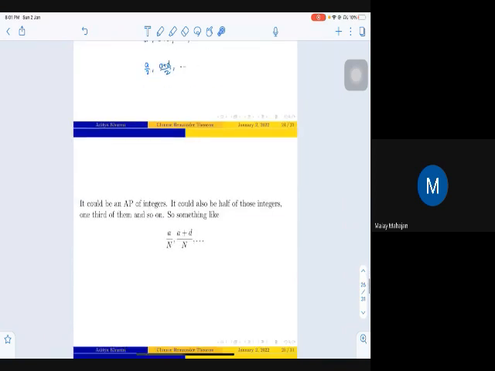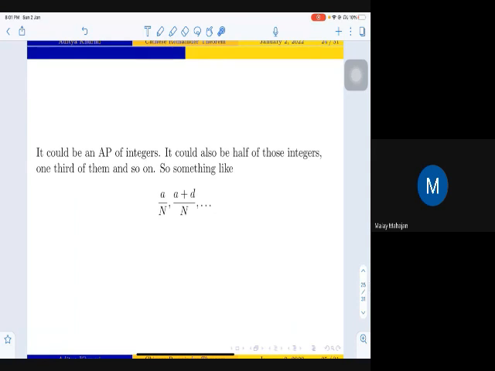And to ensure relatively prime integers, if you have a rational number and you want the numerator and denominator to be relatively prime, you basically just cancel the common factors. So if this is something like 4 by 6, you write it as 2 by 3. If this is something like 8 by 18, you just write it as 4 by 9. So the relatively prime part isn't that hard. You can just cancel out the common factors.